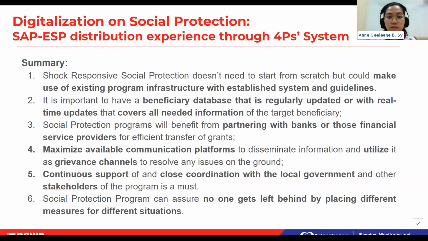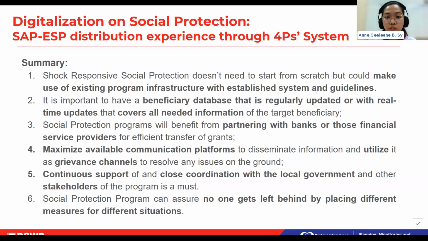Another is to maximize available communication platforms to disseminate information and utilize them as grievance channels as well to resolve any issues on the ground. And this doesn't only revolve around social media platforms, text messenger, emailing or printed materials, but also in-person messaging, especially among those residing in far-flung areas.